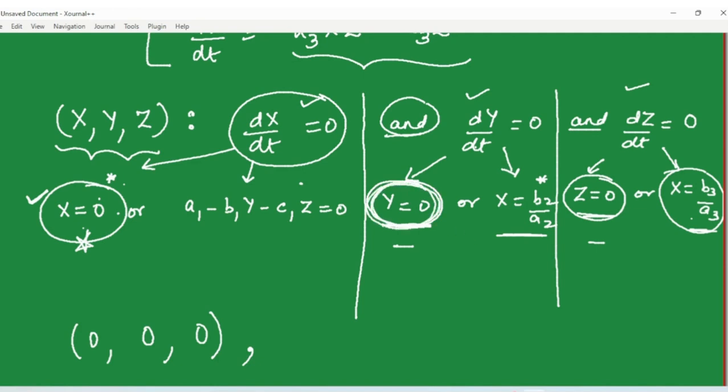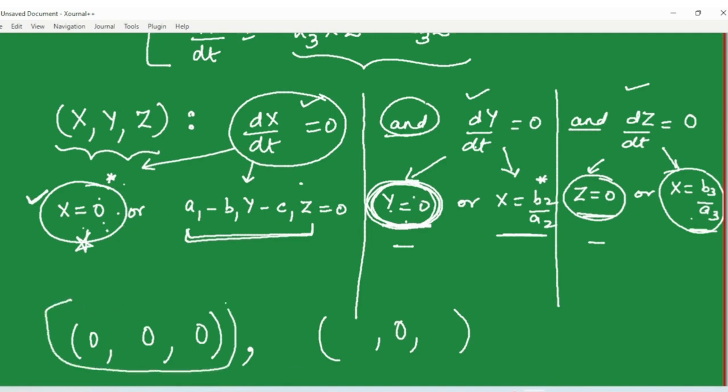Let's combine y equal to 0 with something else. If y is 0, I've already combined it with x equal to 0, so I'm not looking at that option. If y equal to 0, I can combine it here with this. I am freezing y equal to 0 now and exploring the other possibilities for the other equations. If y is 0, I cannot combine it with x equal to 0 because I've already done that in the first point. So let's not repeat that.